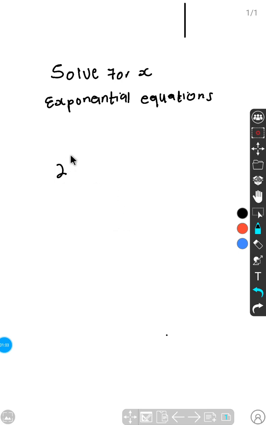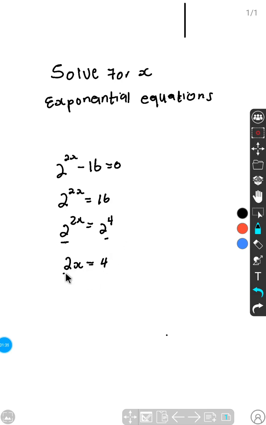We have 2 to the power 2x minus 16 is equal to 0. So what we're going to do, we're going to take the 16 to the other side, okay? It becomes positive. So we can write 16 as 2 to the power 4. Then we have the same bases. Then we're going to equate the exponents. 2x is equal to 4. Then let's solve for x. We divide both sides by 2. X is equal to 4 over 2, which is 2.